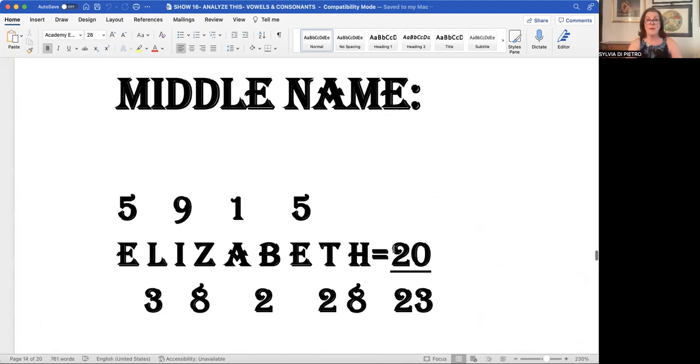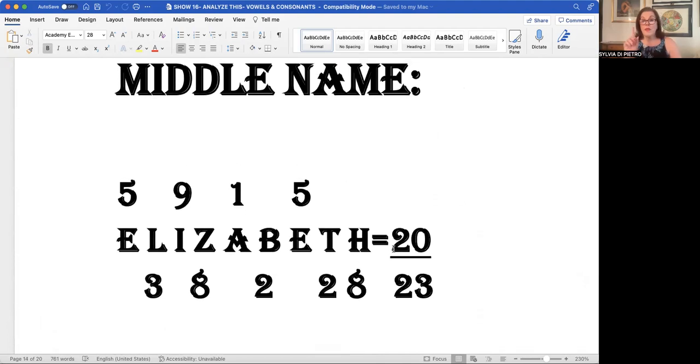Let's go to my middle name. Now, this middle name I was not born with. I took this middle name sometime in my early teen years. So basically, at my age, the middle name has been working for me for a number of years. So let's look at the name Elizabeth.